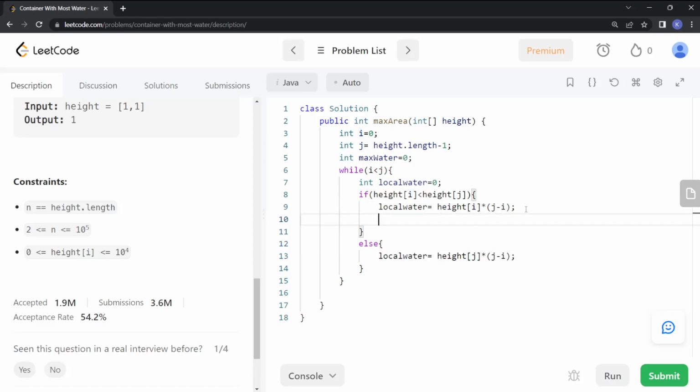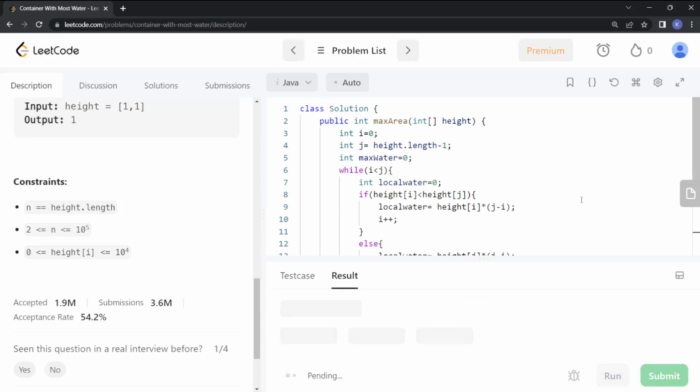Again, if height i is less than height j, then in the next turn you will want i plus plus to be done, whereas if the case is opposite, then j minus minus should be done. So that is also taken care of. The last thing would be to compare this local water that you have gathered with the max water. You can update your max water so that whichever is the maximum, we keep that. So Math.max of max water comma local water, whichever is maximum, we keep that. At the end we can return the max water, because this is what we want, the maximum amount of water for this case.